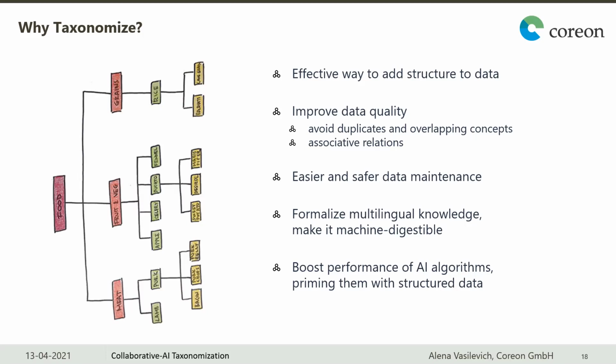So why taxonomize? If you still wonder about the benefits of this process, here they are. Taxonomization is an effective way to add structure to data and improve its quality. It ensures easier and safer data maintenance. It is formalization of the knowledge that becomes machine digestible, and it is ready to boost the performance of your AI algorithms.